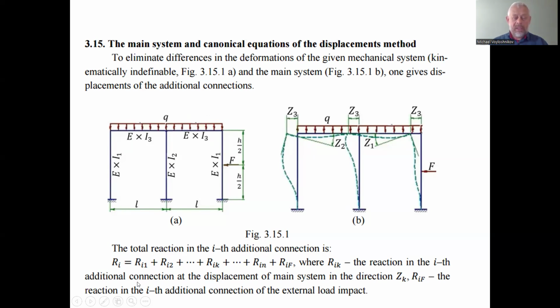For the canonical equations, we consider the total of all forces acting in the adopted extra connections, in the points of the possible displacement, the adopted sliding embeddings, and the adopted extra connections to limit the linear displacement of the nodes. So in all these extra connections, we just have to find the efforts.